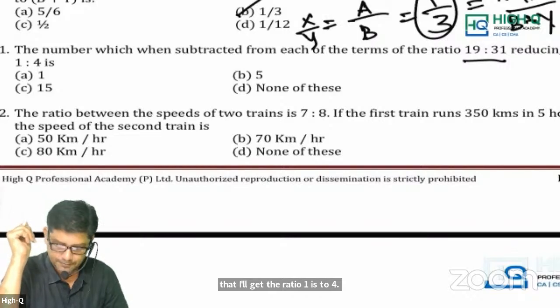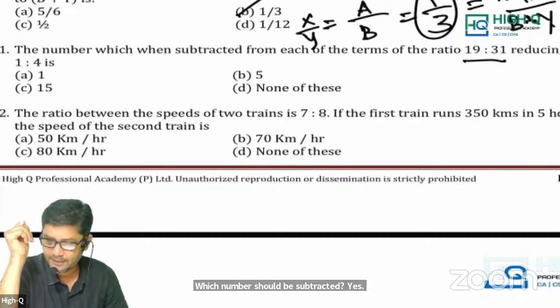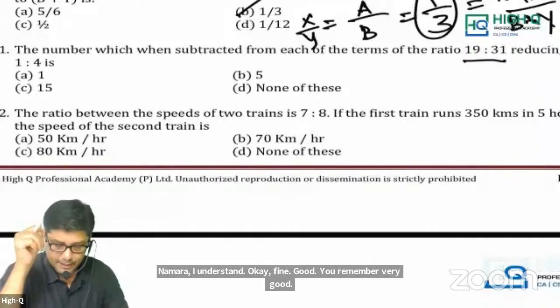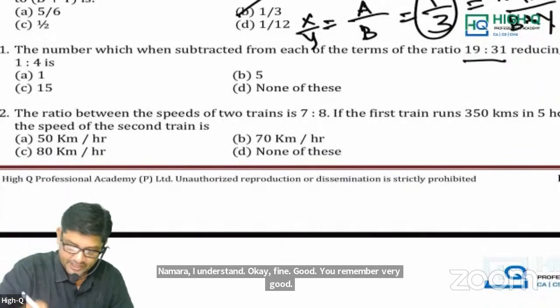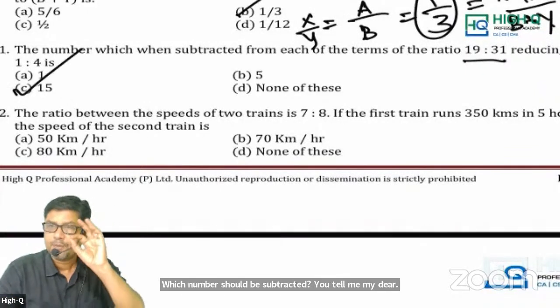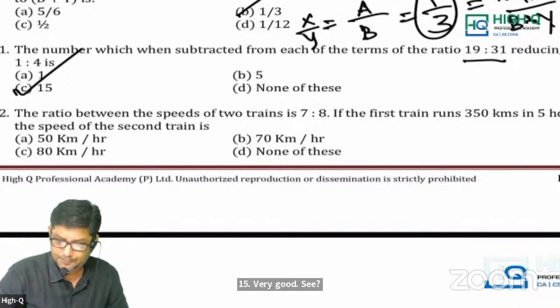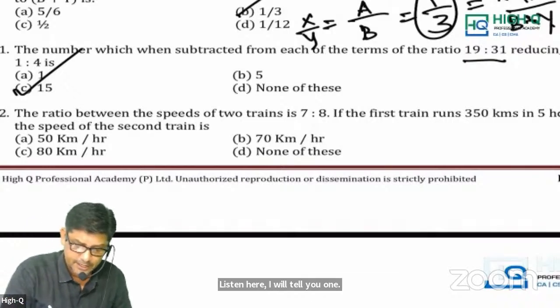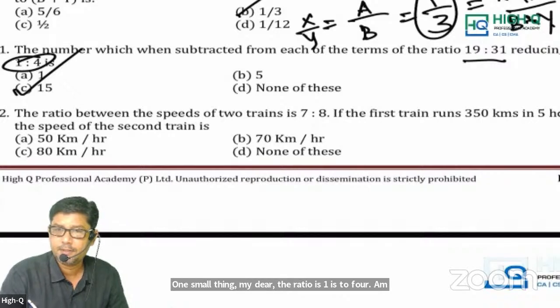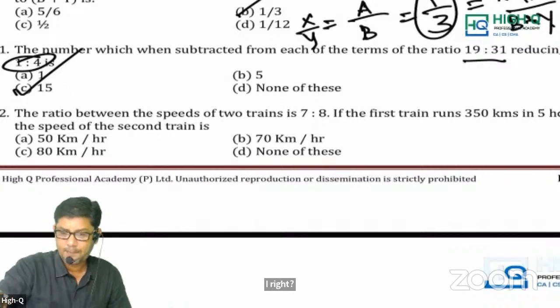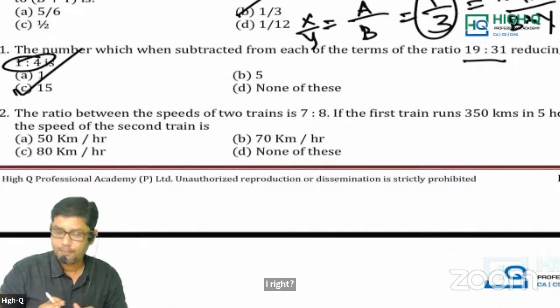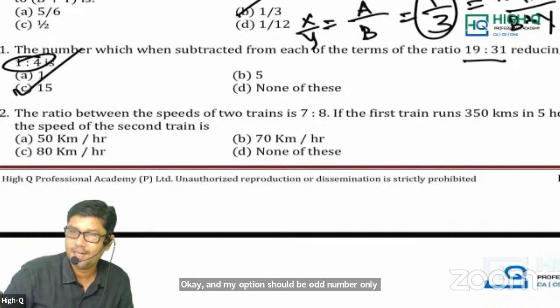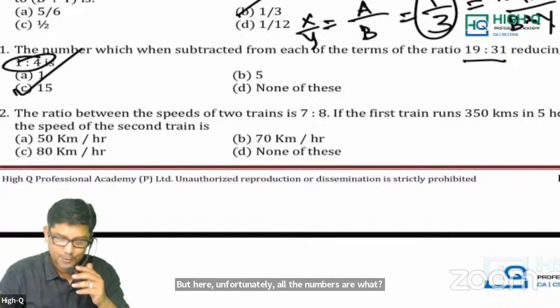Yes, Namra, I understand. Okay, fine. Good. You remember. Very good. Which number should be subtracted? You tell me, my dear. 15. Very good. See, listen here. I will tell you one small thing, my dear. The ratio is 1 is to 4. Am I right? And my option should be an odd number only. But here, unfortunately, all the numbers are odd numbers.